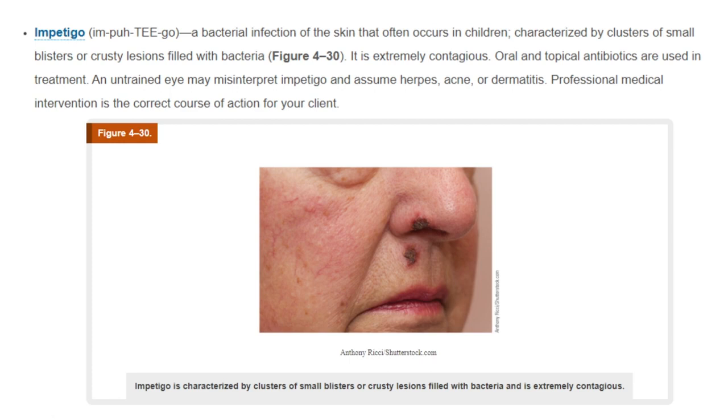Impetigo is a bacterial infection of the skin that often occurs in children, characterized by clusters of small blisters or crusty lesions filled with bacteria, figure 4.30. It is extremely contagious. Oral and topical antibiotics are used in treatment. An untrained eye may misinterpret impetigo and assume herpes, acne, or dermatitis. Professional medical intervention is the correct course of action for your client.